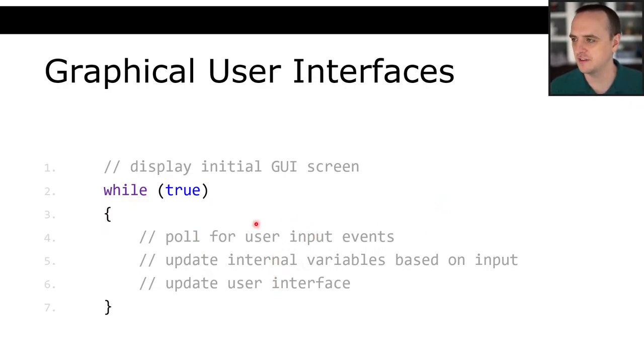And then based on their input, we're going to update some internal variables. So they type some input, so there's new input on the screen, and then we update the user interface based on what they put in. So we don't need to worry about frames per second or anything like that when we're talking about a very simple text editor, because the thing only has to update when the user inputs some data.